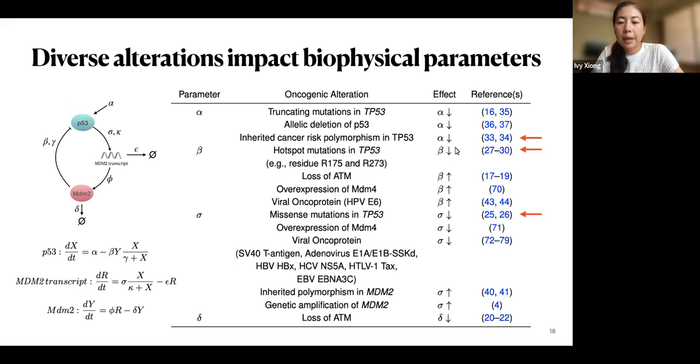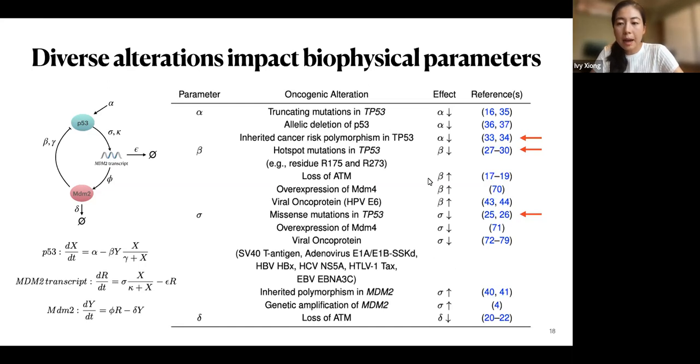PV3 alpha. And then we have also mentioned PV3 somatic mutations, including the Hopf mutations, which reduce the inhibition term beta between MDM2 and PV3. And there are also other missense mutations that reduce sigma, which is the transactivation rate. So that's the transcription activation rate of MDM2 transcript.